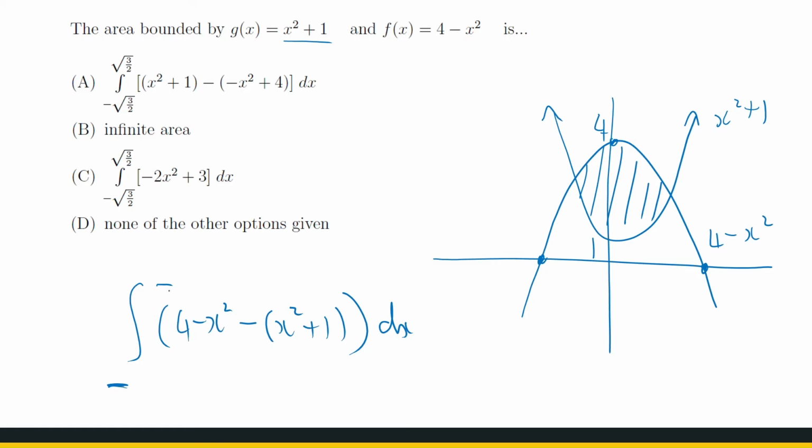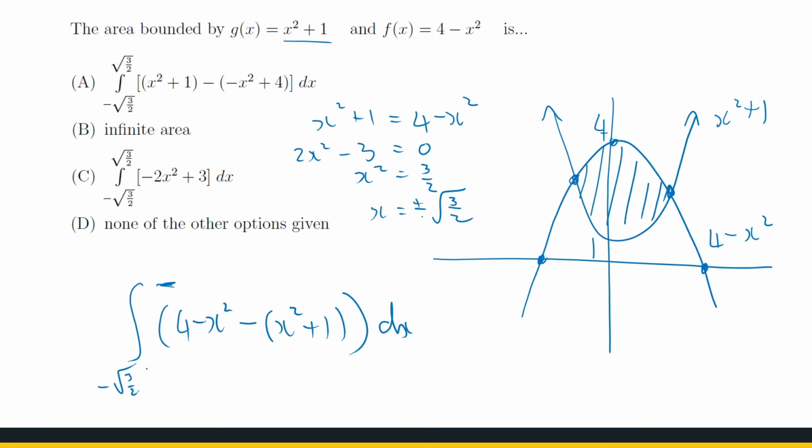What are these limits of integration? That's where the two functions intersect. So if I look at where x squared plus 1 is equal to 4 minus x squared, that's where 2x squared minus 3 is equal to 0. Or x squared is equal to 3 over 2, or x is plus or minus the root of 3 over 2. So this is minus the root 3 over 2 and plus the root 3 over 2.